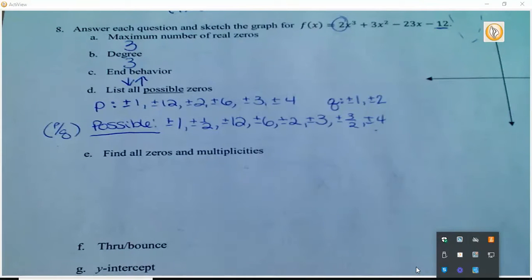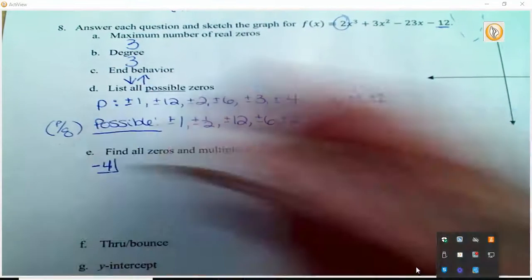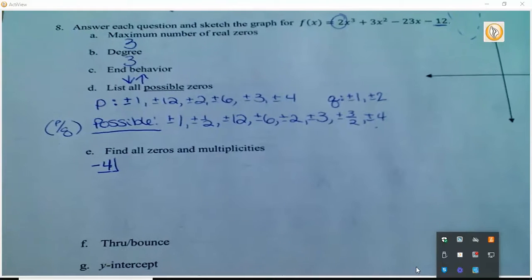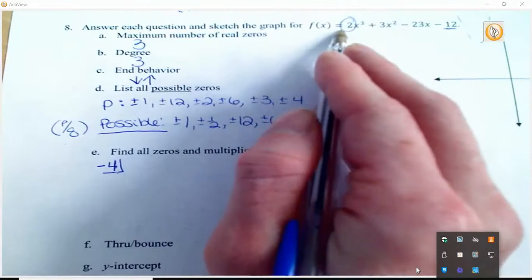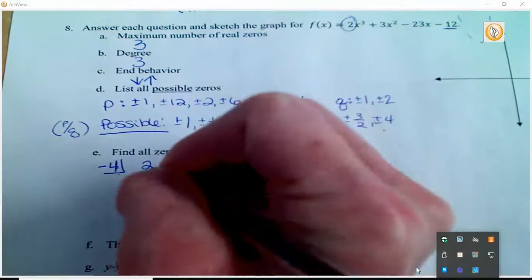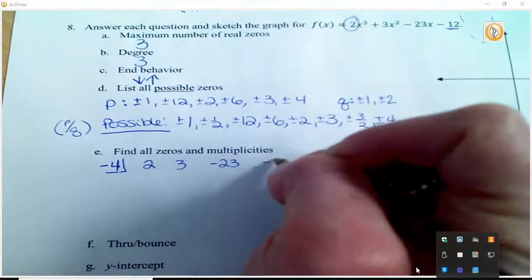Has anybody found one yet? -4. So if you're not sure, how will you know if it doesn't work? You're going to do your synthetic and you won't get a remainder of 0. We're going to do synthetic with the one that we think will work and our coefficients. So 2, 3, -23, and -12.